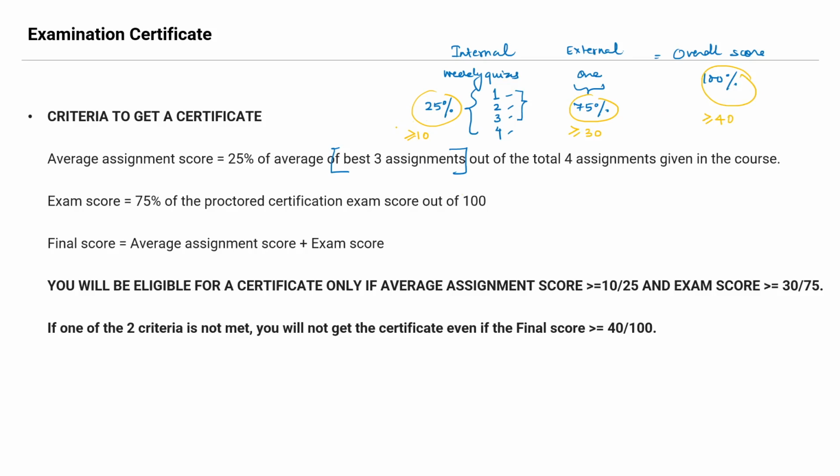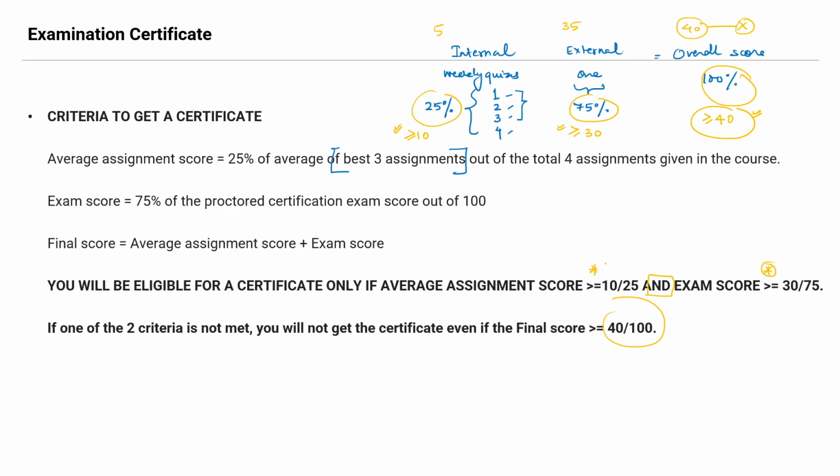So there is a criteria on the internal part, a criteria on the external part, and an overall criteria as well, right? So overall you need to score more than 40, but if you score 5 here and 35 here, then also you score 40, but that kind of scenario will not lead to earning a certificate because you need to meet, it's written here. So this criteria is also important and this criteria is also important.